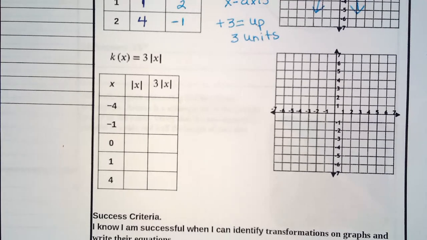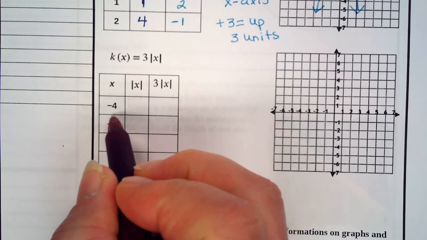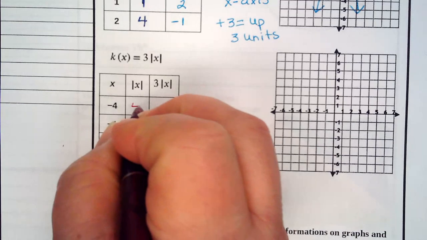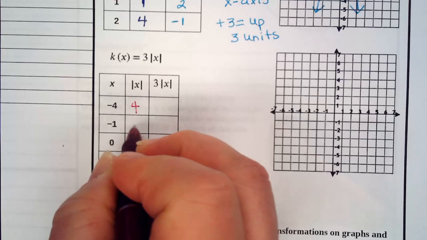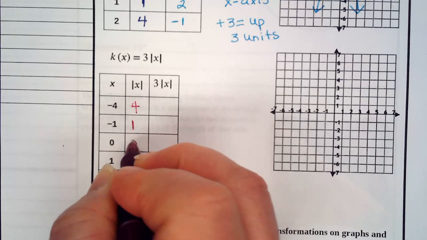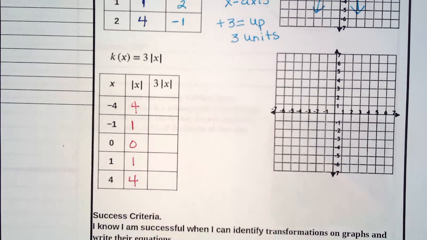Okay, so now absolute value is a distance from 0. Negative 4 is how many units from 0? 4. Negative 1 is how many units from 0? 1. 0 is right on. 1 is 1 unit, 4 is 4 units.